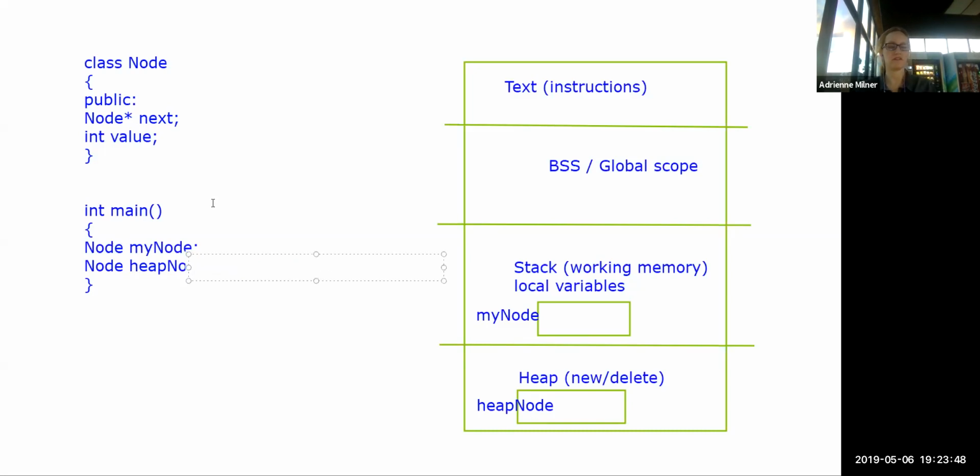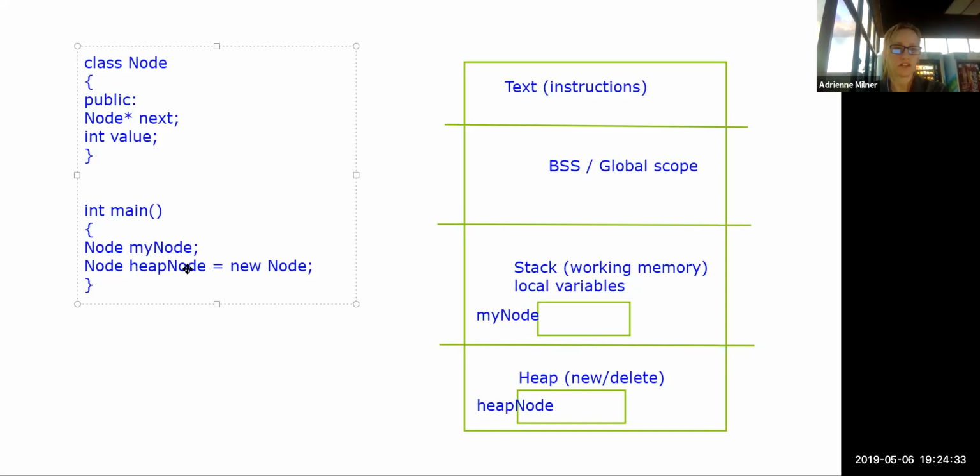Now, another not fun intricacy of using the heap. So, like we were saying, our local variables on the stack go away when we leave the scope that we're currently in. So we're in the main scope right here. We created myNode on the stack. We created heapNode on the heap. When main exits, when this program ends, the memory for myNode will be returned to the system because it's on the stack.